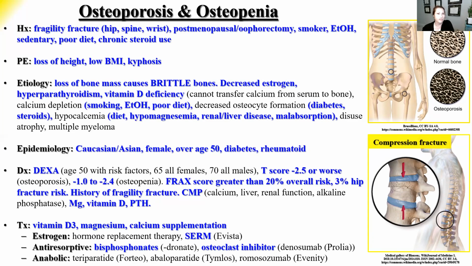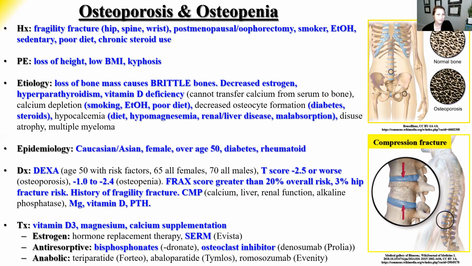Our demographics for this are Caucasian and Asian women, who have naturally thinner bone structure than Hispanic or African American women because of the vitamin D absorption through the skin. Females over the age of 50, they're getting into that postmenopausal state, and people with rheumatoid arthritis, it's a chronic inflammatory condition, and they're more likely to be on steroids.